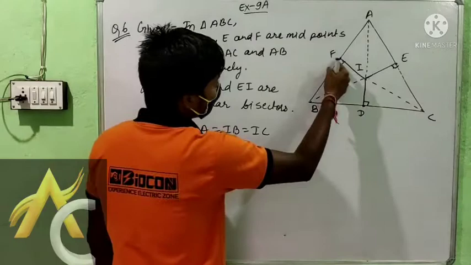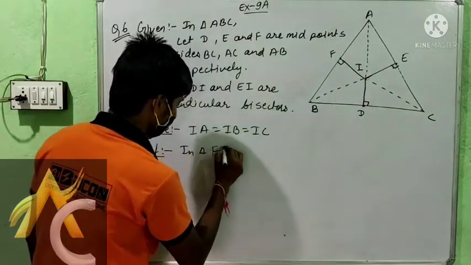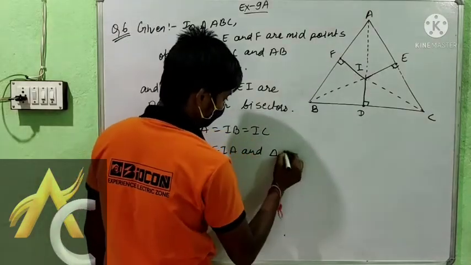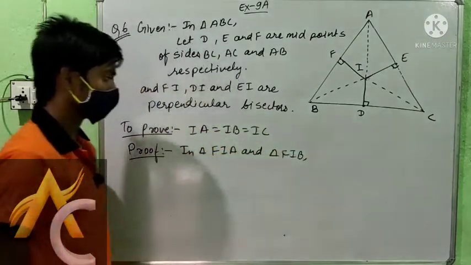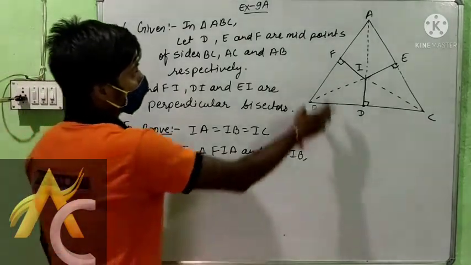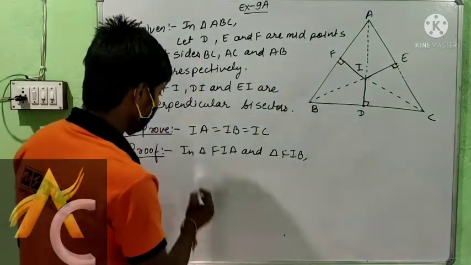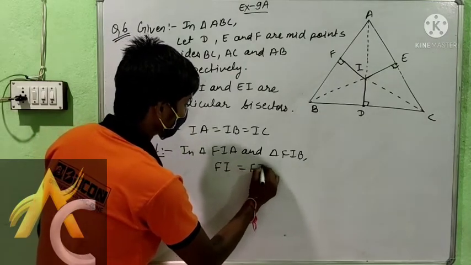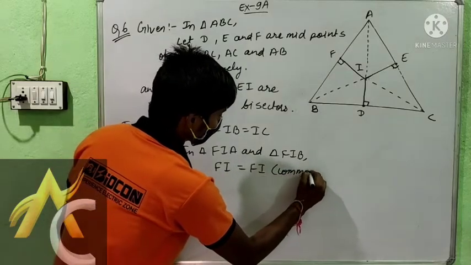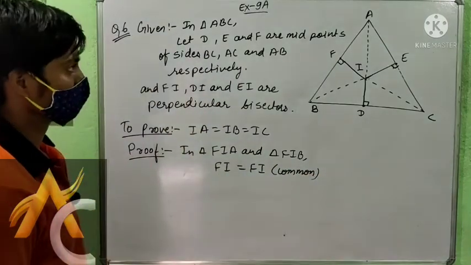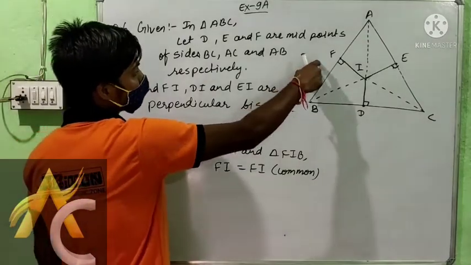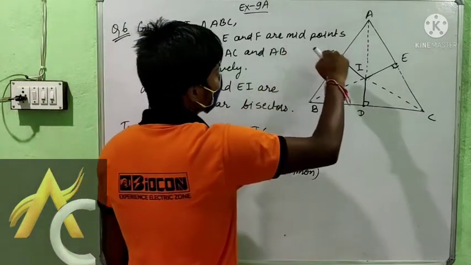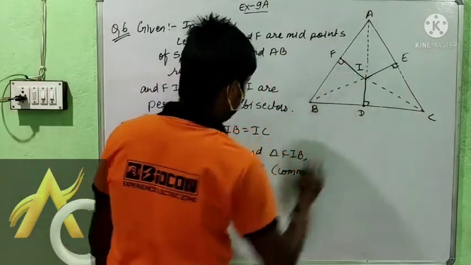In triangle FIA and triangle FIB. Okay, now FI is common in both triangles, so our first line will be FI is equal to FI, common, and it is also given that F is the midpoint of AB. From here, F is the midpoint of AB. We can write FB is equal to FA.